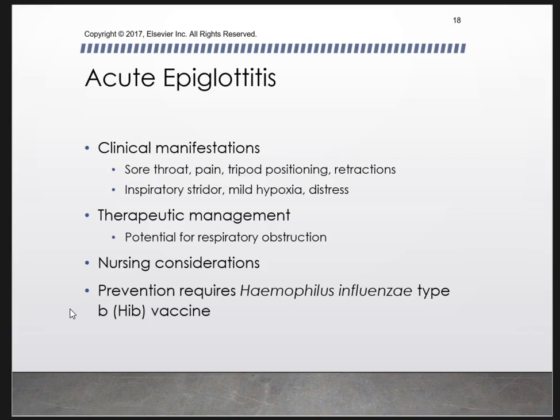So, acute epiglottitis. Clinical manifestations: sore throat, pain, tripod positioning, so that leaning forward to be able to breathe better. You're going to see retractions. You're going to hear inspiratory stridor. They're going to have maybe mild hypoxia to start and distress. So let me back up just a second though.